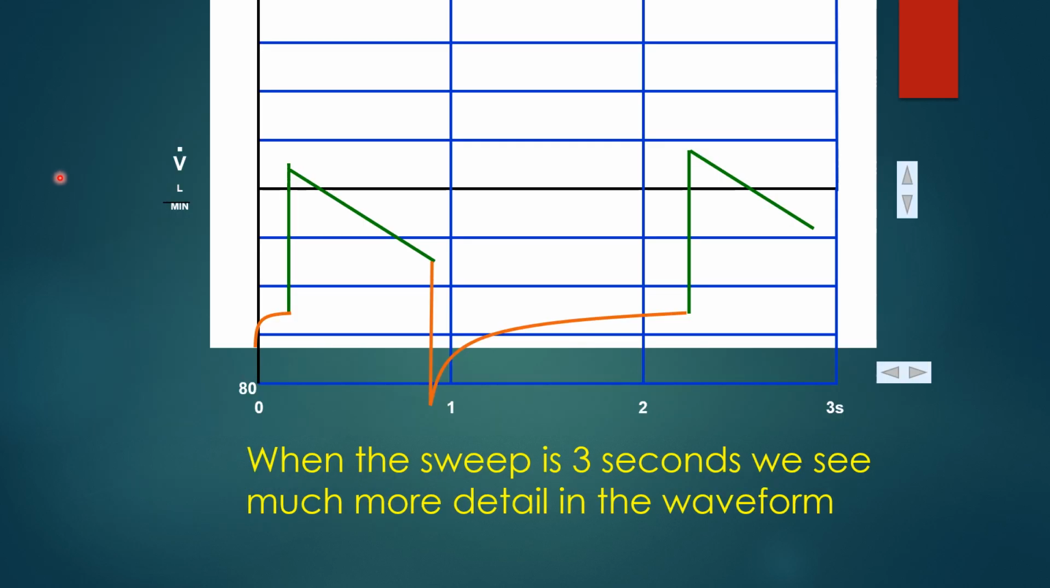Here's what it would look like if you had a sweep speed of only 3 seconds. You see large pictures of breaths here, and you can see lots of detail, such as in this one where the flow does not get back up to the baseline flow, and that would indicate air trapping.